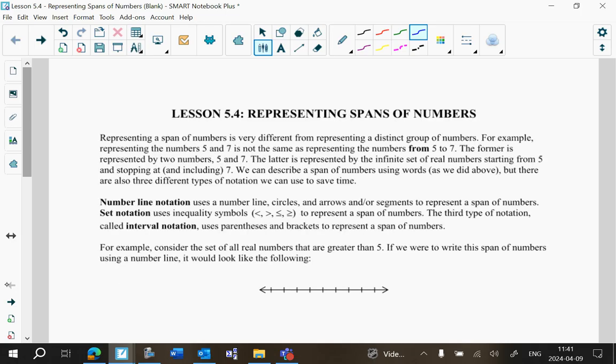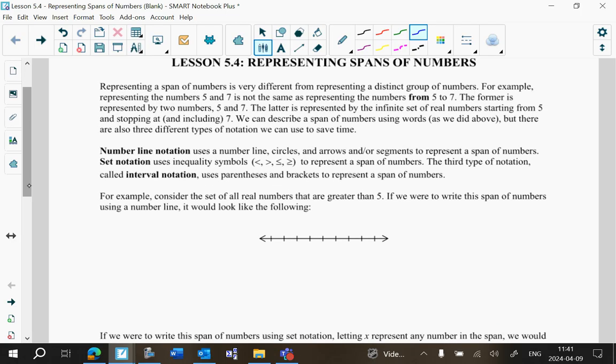Okay, so what we're trying to do here is we're trying to figure out how to write a span of numbers. Okay, a span of numbers represents a continuous flow of numbers starting somewhere and ending somewhere. A discrete set of numbers is what we have been doing up to this point, like 1 and 2 and 3. But now we're going 1, 2, 2, 2, 3. TO, not TWO. There's 3 different ways I can write it.